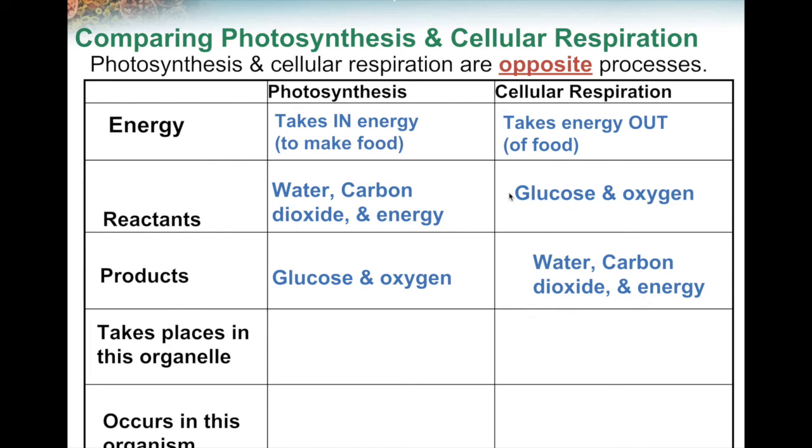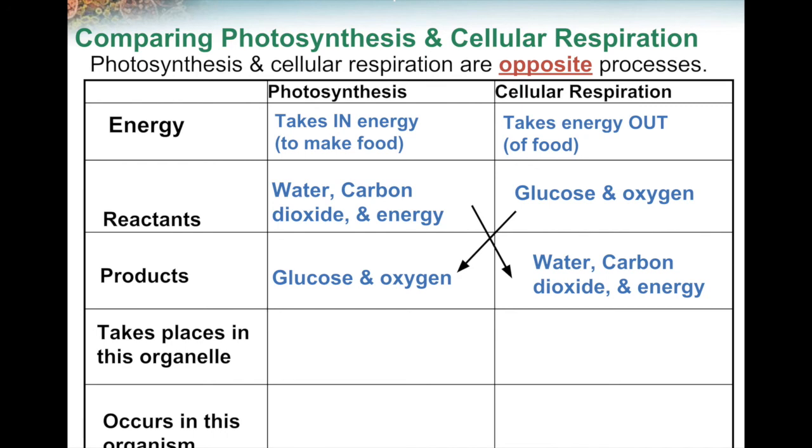Now, if you see these four boxes, you can see that the reactants for photosynthesis are the same as the products for cellular respiration, and the reactants for cellular respiration are the same as the products for photosynthesis. So they're opposite processes. If you know the equation for photosynthesis, all you need to do is flip it around and you'll get the equation for cellular respiration.